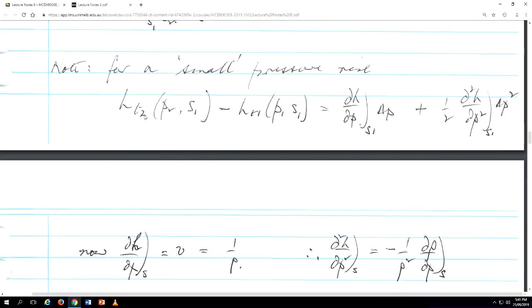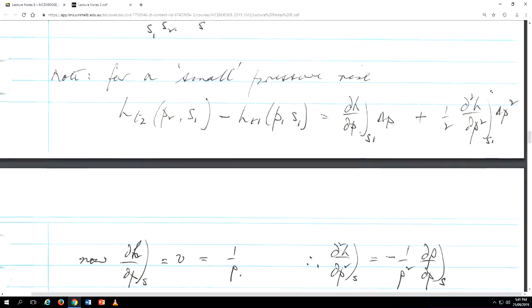So let's remind ourselves, for the ideal pressure rise, HT at the second condition is at the second pressure P2, but the same entropy as the total enthalpy at 1. Now we can write that difference as dH/dP at S1 times delta P, plus a half d2H/dP squared at S1 times delta P squared, plus higher order terms, right? You can just do that Taylor expansion.